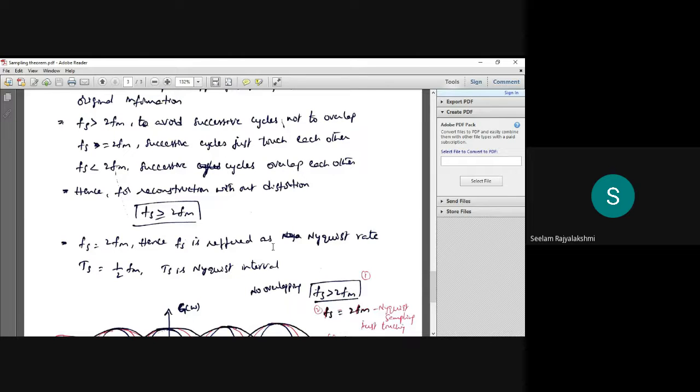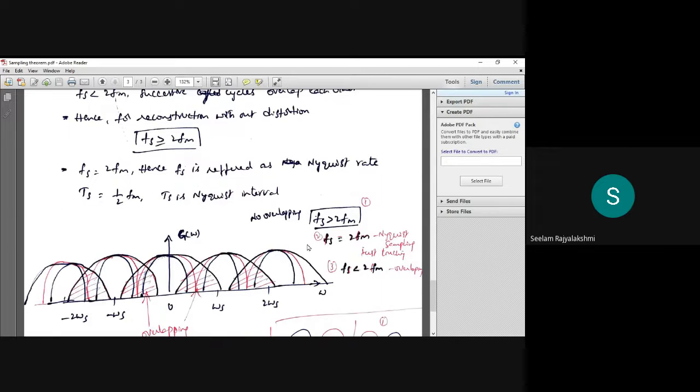Hence Fs is referred to as the Nyquist rate. If we consider Fs equals 2 Fm, then Fs is the Nyquist rate, and Ts equals 1 by 2 Fm, which is the Nyquist interval. So Fs is the Nyquist rate, Ts is the Nyquist interval, that means Ts equals 1 by 2 Fm. And Fs equals 2 Fm means Fs is referred to as the Nyquist rate.